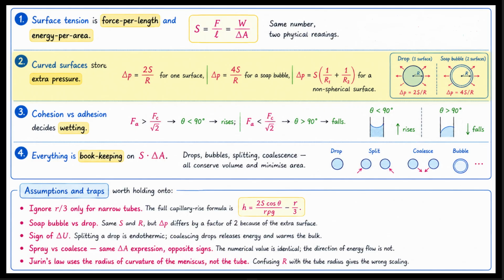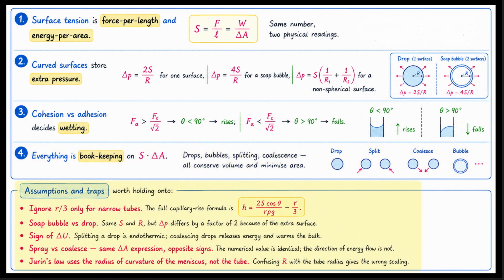Second, curved surfaces store extra pressure. Delta P equals 2S over R for one surface, 4S over R for a soap bubble, and S times the sum of 1 over R1 and 1 over R2 for a non-spherical surface. Third, cohesion versus adhesion decides wetting. F sub A greater than F sub C over root 2 gives theta less than 90 and the liquid rises. F sub A less than F sub C over root 2 gives theta greater than 90 and the liquid falls. Fourth, everything is bookkeeping on S times delta A. Drops, bubbles, splitting, coalescence, all conserve volume and minimize area.